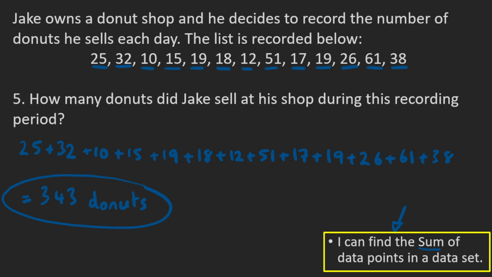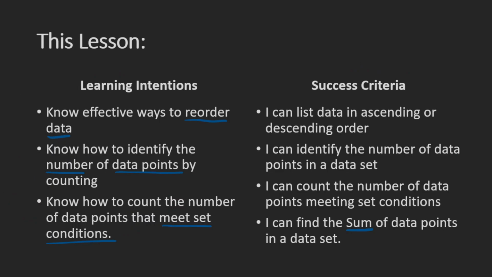All right, so if we just quickly go back to the learning intentions page, we can see the learning intentions. We've reordered data, we've counted data points, and we've counted the number of data points that meet certain conditions. And hopefully by now you can say, I know how to do those for 4 success criteria. I can list data in ascending or descending order. I can identify the number of data points in a data set. I can count the number of data points meeting set conditions. I can find the sum of data points in a data set. And if you need to, you can go back and watch the relevant sections of the video.